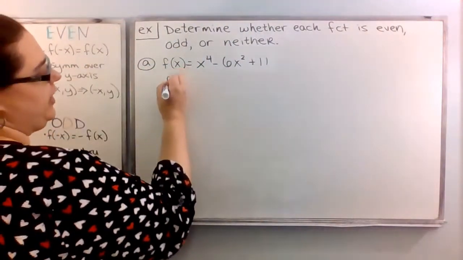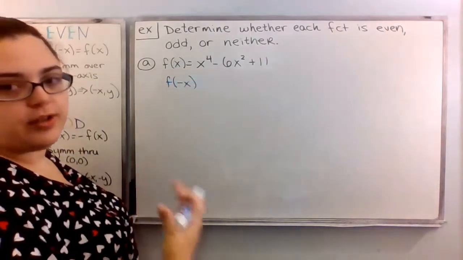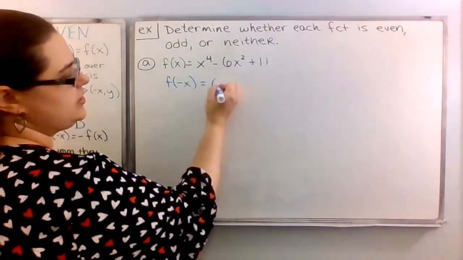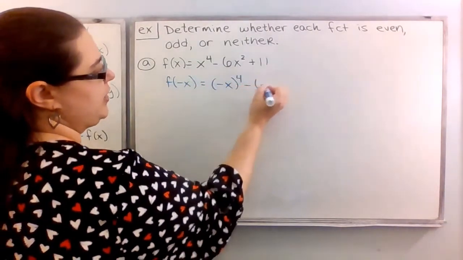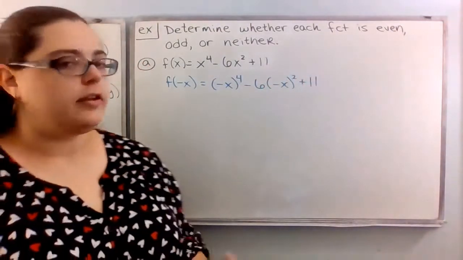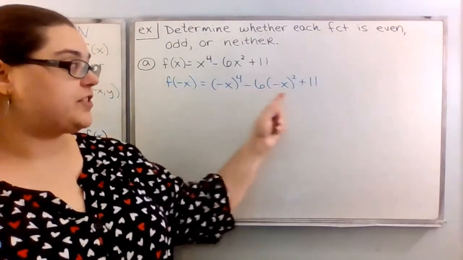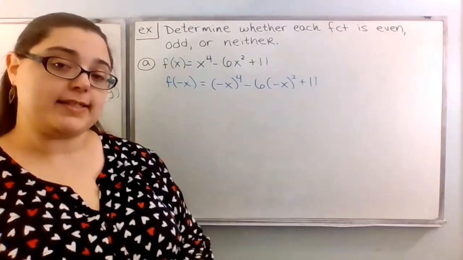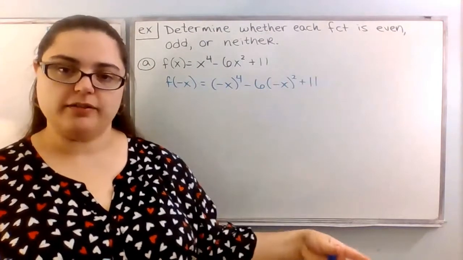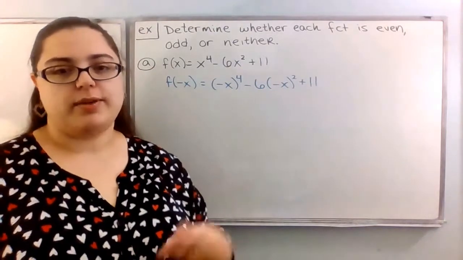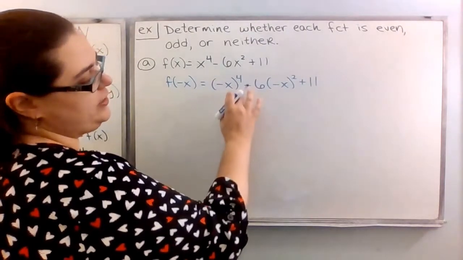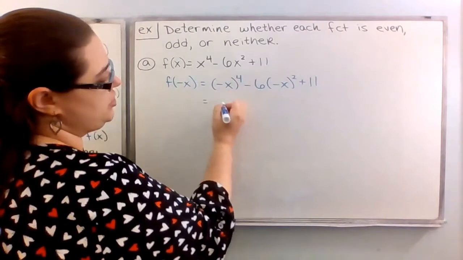So I'm going to start out by finding f of negative x. Wherever I see x, I'm going to replace that x with a negative x. So this is (negative x) to the 4th minus 6 times (negative x) squared plus 11. Because we have a negative sign with this x, we want to make sure that we include those parentheses. If you have a negative value raised to an odd power, it's going to remain negative. But if you have a negative value and you raise it to an even power, it's going to become positive. So (negative x) to the 4th power is going to be the same as just x to the 4th.